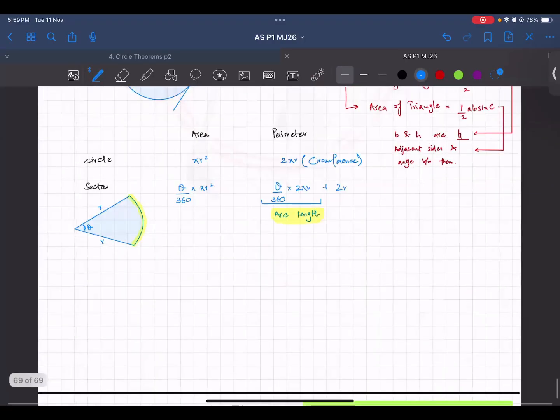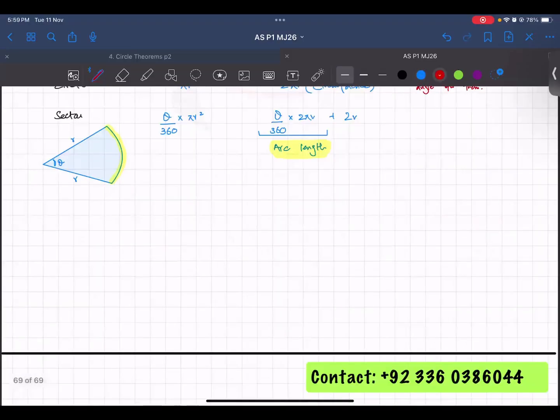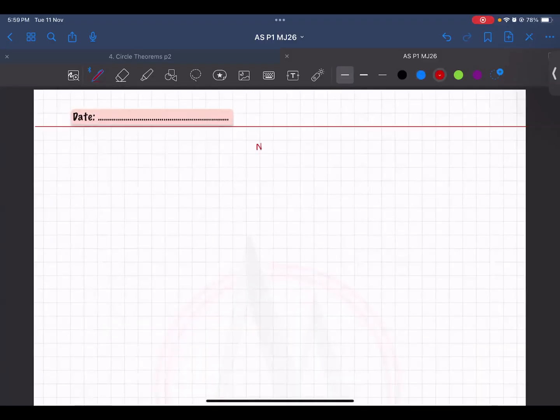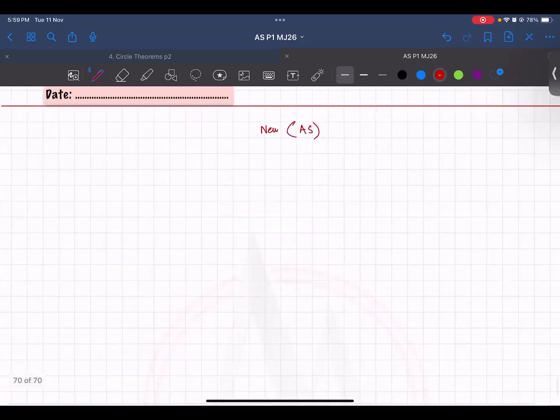Now what is new? The new part is, first of all, you will learn a new angle unit. What is the new thing in your AS? One of the only angle units that you have done right now is degrees, right? 360 degrees, 180 degrees. Now you will learn radians. This is just another angle unit, just like degrees.